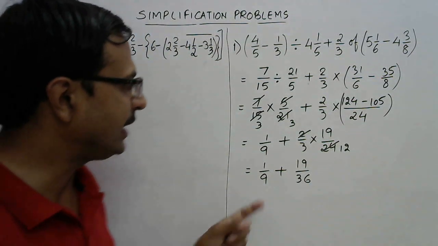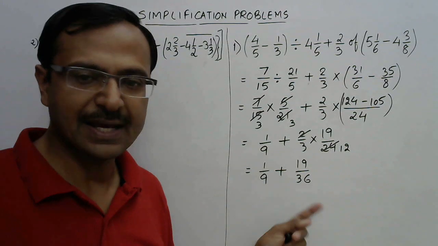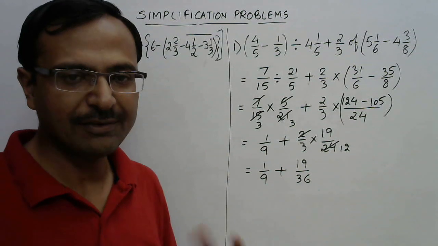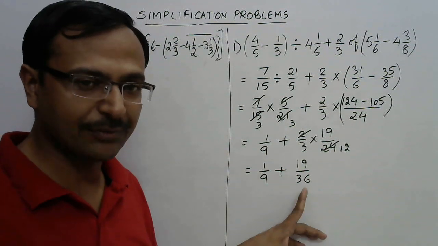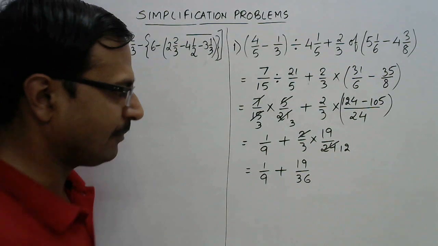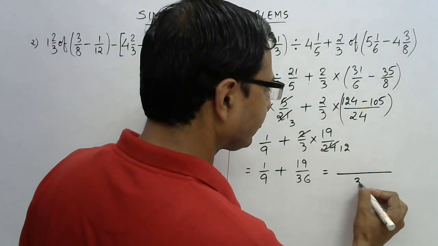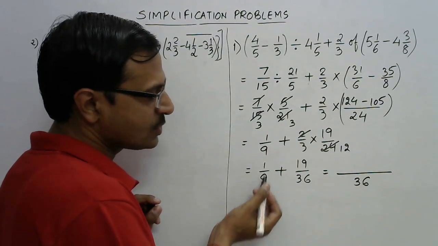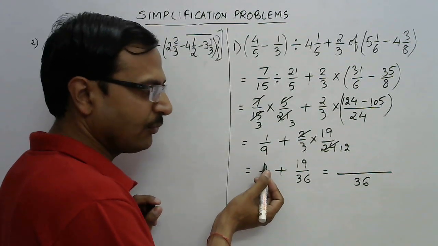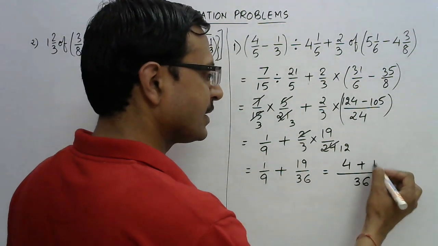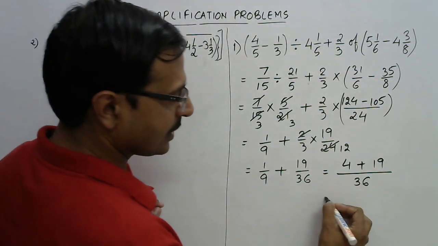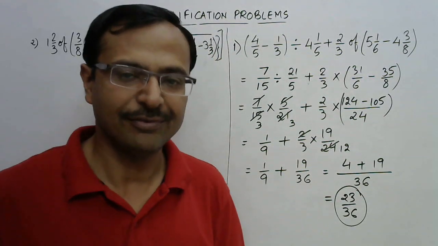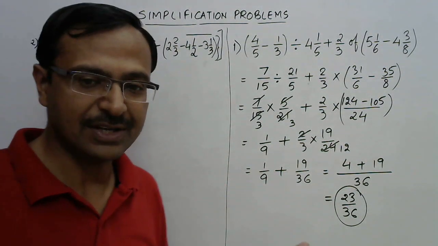Now again the LCM of 9 and 36. See, 9 divides 36 exactly, so you don't need to worry. The larger number is the LCM. Whenever we have two numbers out of which one is a factor of the other, then the larger number is the LCM. So here we have 36 as the LCM. So 36, if you multiply 9 by 4, it will become 36. So you need to multiply the numerator also by 4. So this becomes 4 plus 19, and that's what is the answer, 23 upon 36. This is the simplified form of this question of simplification.